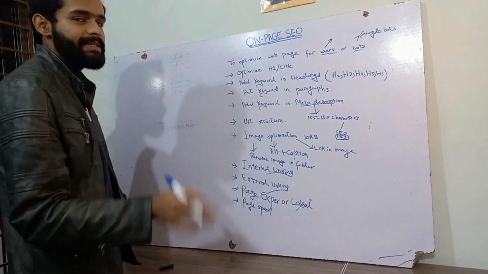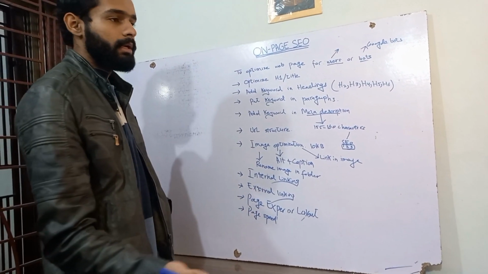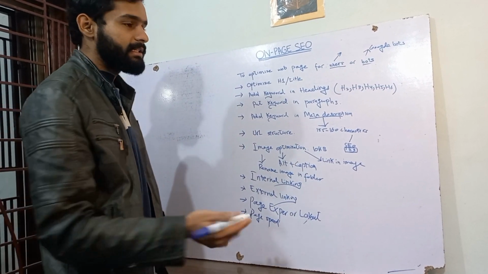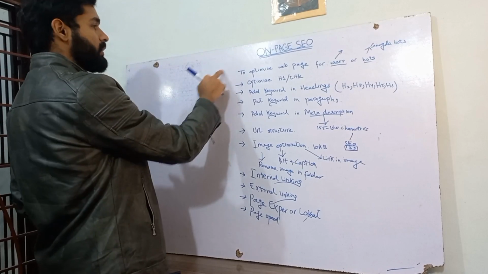Page speed. You must check it after doing these things. At the last, you have to check your page speed. You can check this from PageSpeed Insights: just put in your page or post URL on which you are doing on-page SEO.